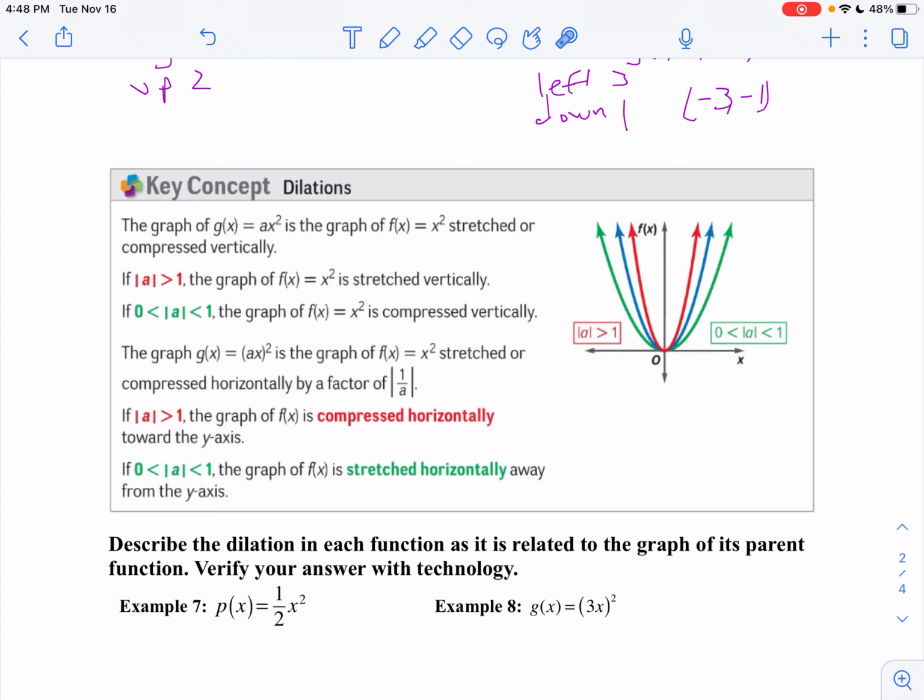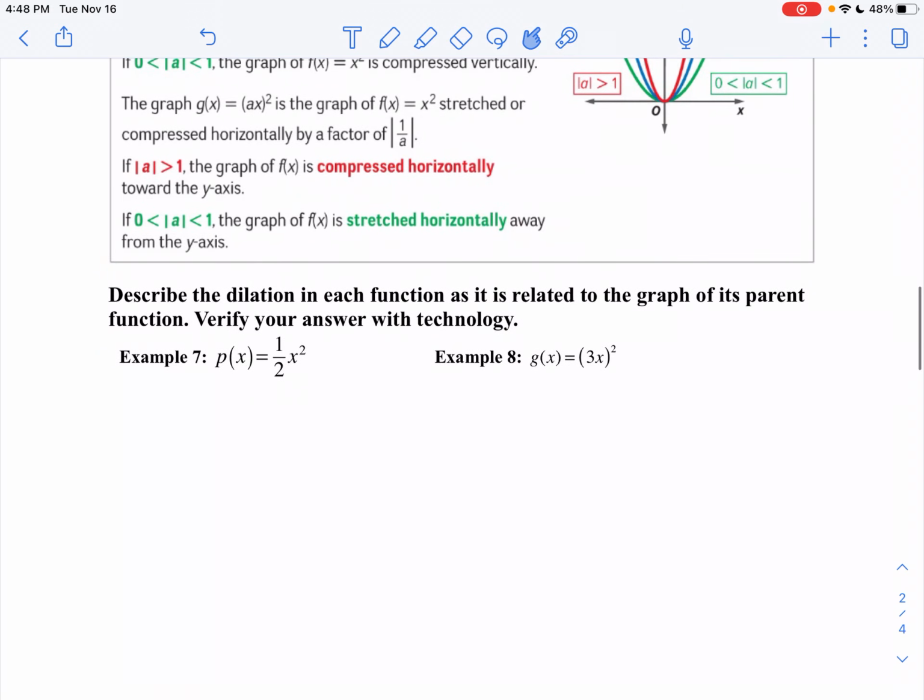So if I take a look at my examples here, on example 7, I'm going to do a vertical stretch, actually a vertical compression because it's less than 1. So I'm going to say vertical compression by 1/2. I'm going to take each y value and multiply it by 1/2. Let's see how that looks.